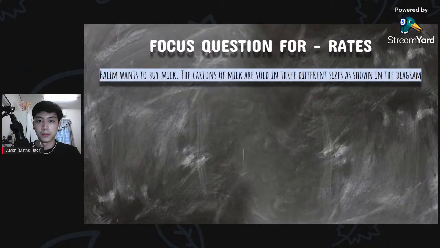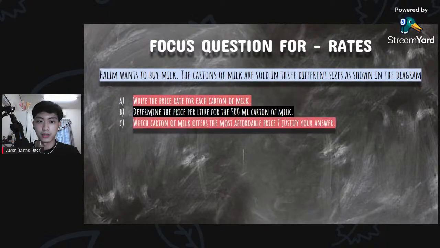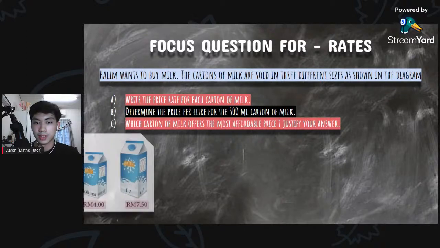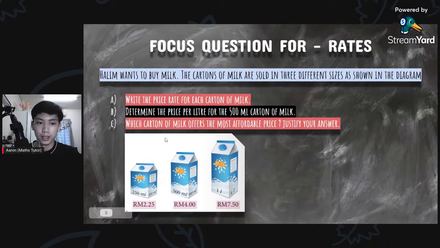Second question here, which is regarding rates. So the question said here, Harlims wants to buy milk. The cartons of milk are sold in 3 different sizes, as shown in the diagram. There are 3 cartons of milk: 1, 2, 3, each bigger, and the prices are different also.